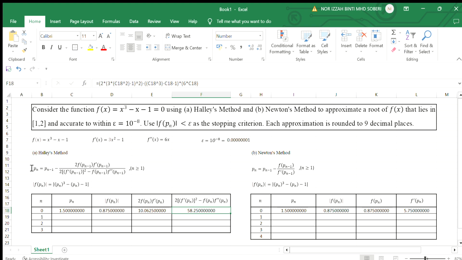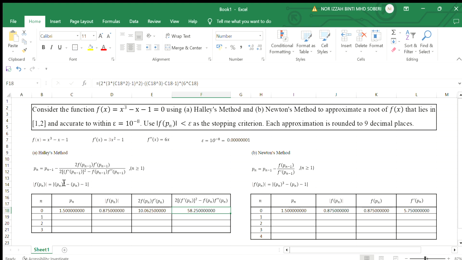So if you see here, this is how to get the answer for Pn. Pn equals Pn minus 1 minus 2 f(Pn minus 1) f prime(Pn minus 1), divided by 2 f prime(Pn minus 1) squared minus f(Pn minus 1) f double prime(Pn minus 1). But this formula can only be used if n is more than or equal to 1.